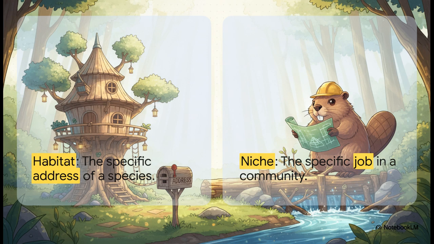And here is the kicker. While many species can share an address, absolutely no two species can have the exact same job description. If they try, nature quickly initiates an evolutionary layoff. One species is simply going to outcompete the other.